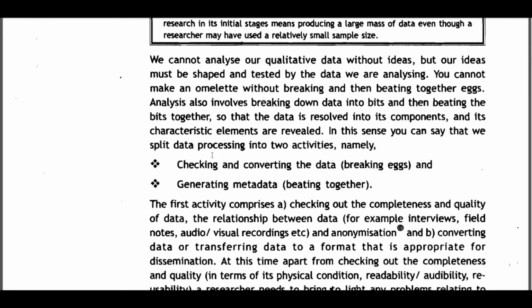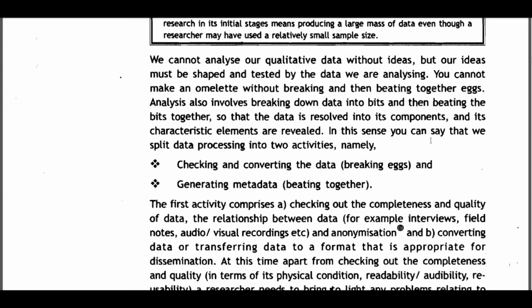We cannot analyze our qualitative data without ideas, but our ideas must be shaped and tested by the data we are analyzing. You cannot make an omelette without breaking and then beating together the eggs. Analysis also involves breaking down data into bits and then beating those bits together so that the data is resolved into its components and its characteristic elements are revealed.